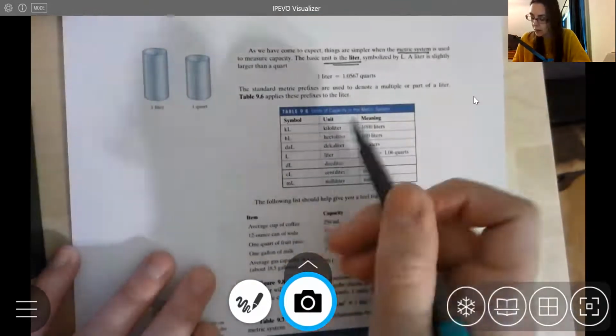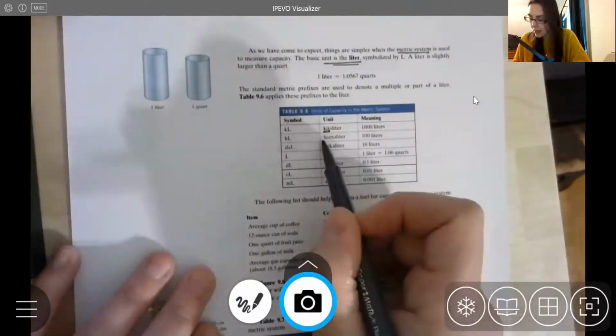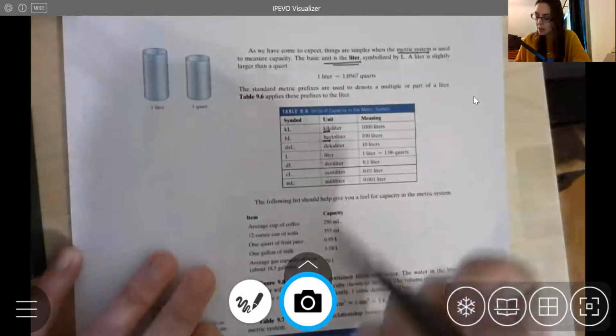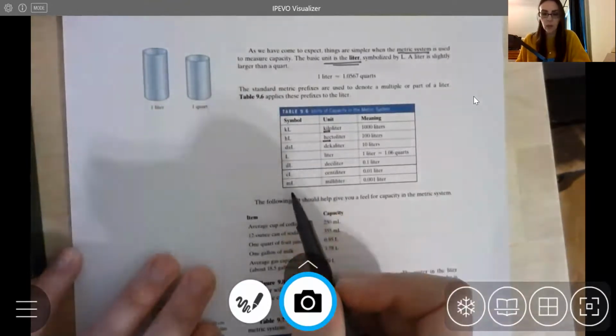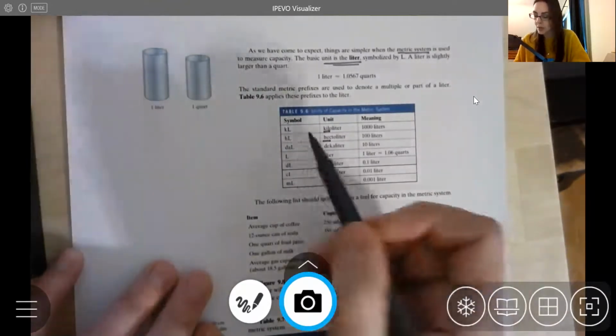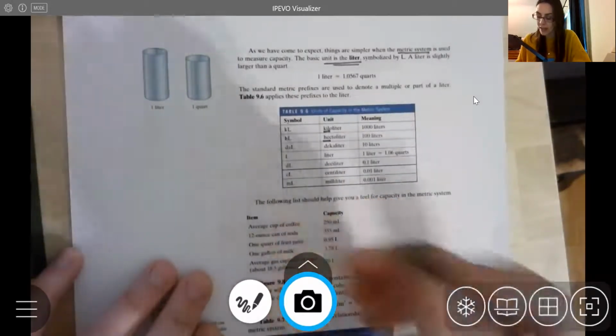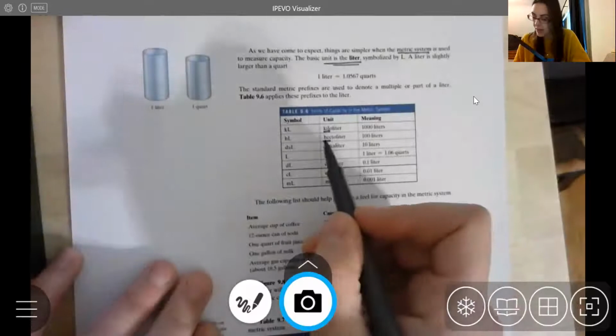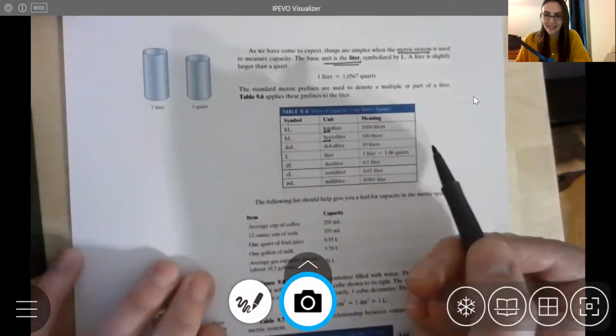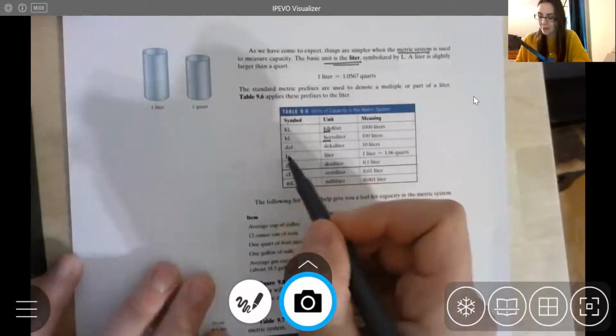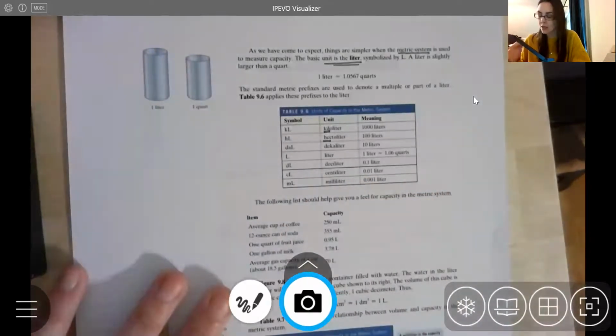Just like before, kilo means 1,000, hecto means 100, and so on. So you have very similar notation to what we had with the meters. Instead of being kilometers, it's kiloliters, so you have that KL instead. Instead of hectometers, which we were doing before, we're doing hectoliters this time. So it's the same kind of prefixes, just a different base. Here we're doing liters.